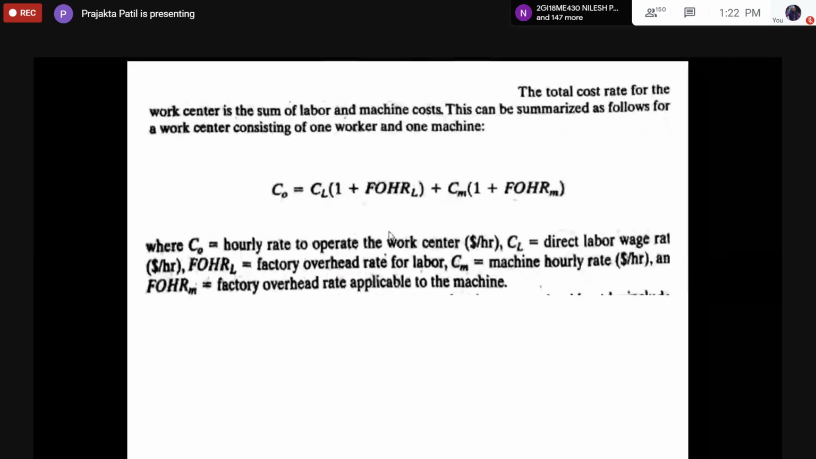Suppose you're comparing some production methods, then you need not include the corporate overhead in the analysis.